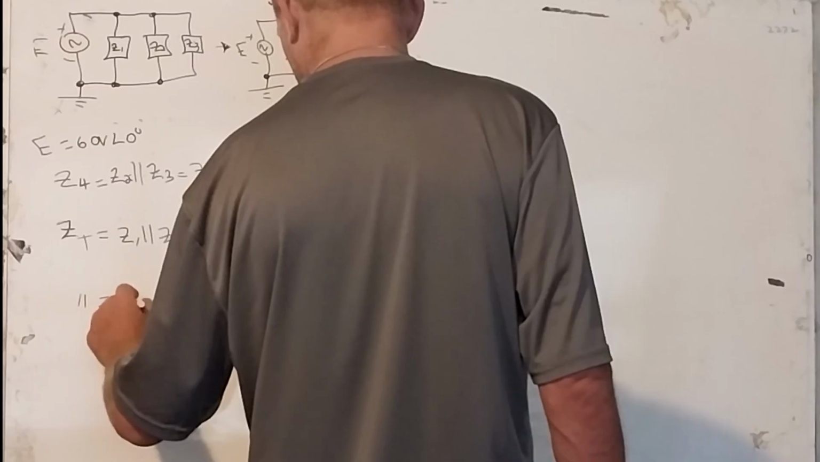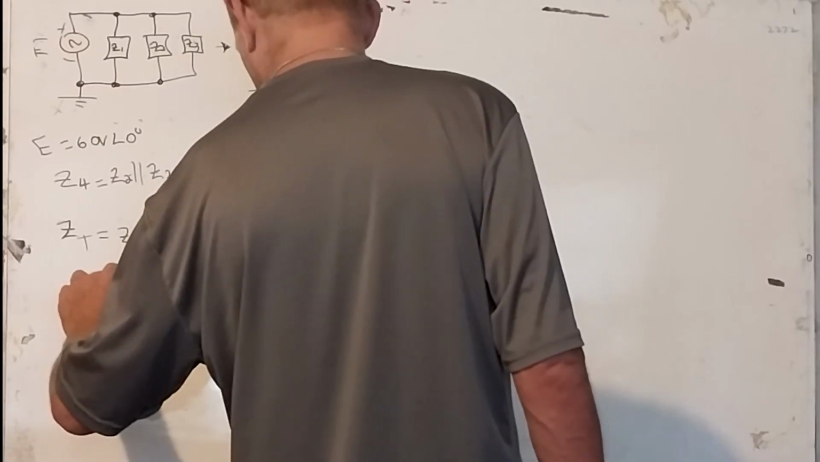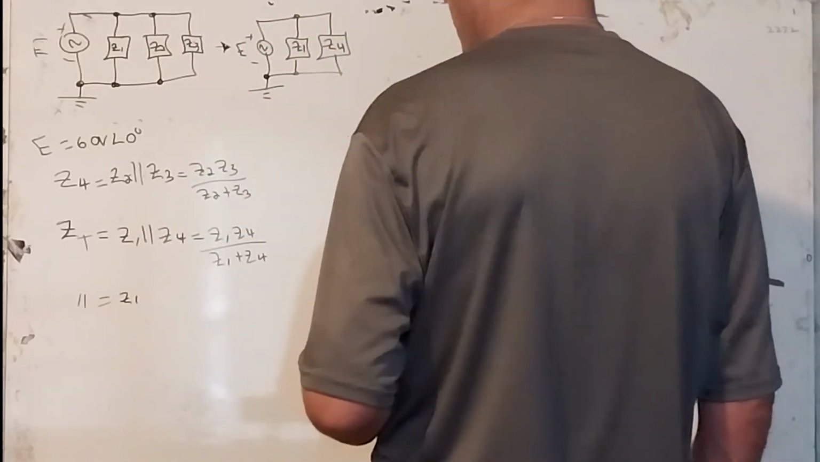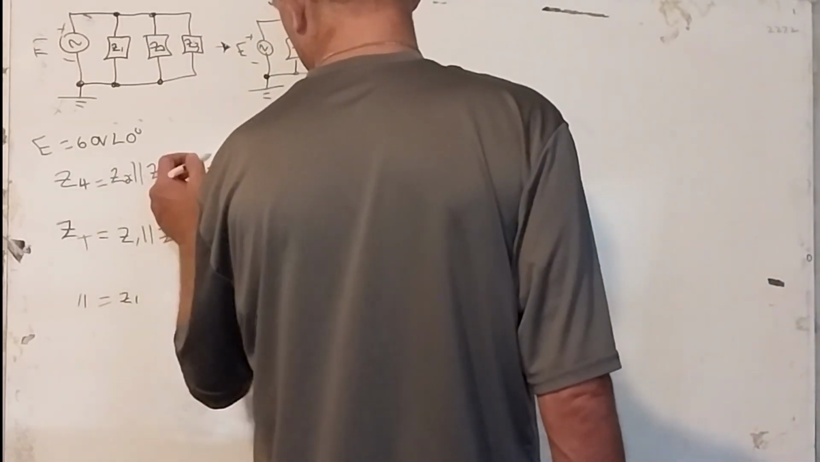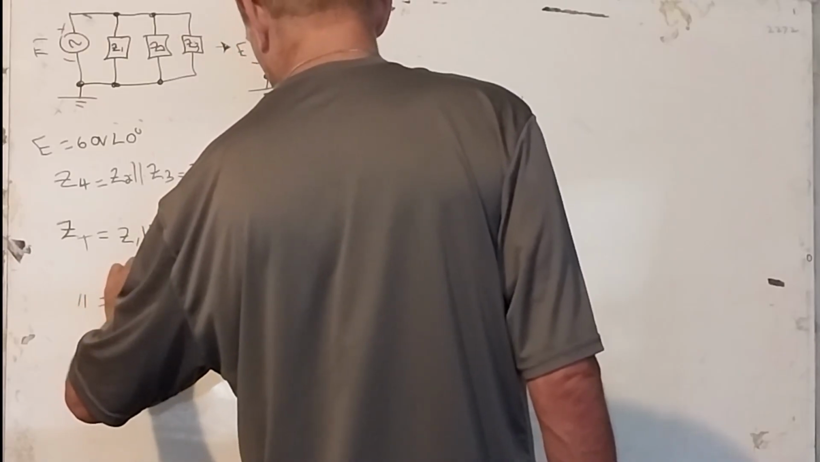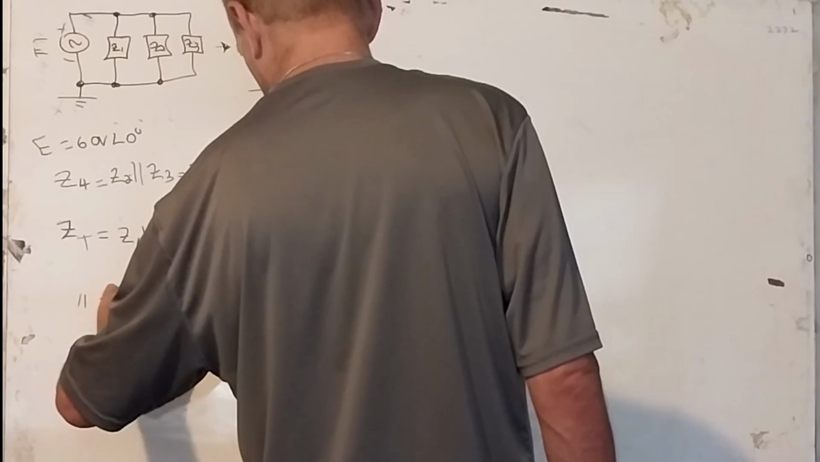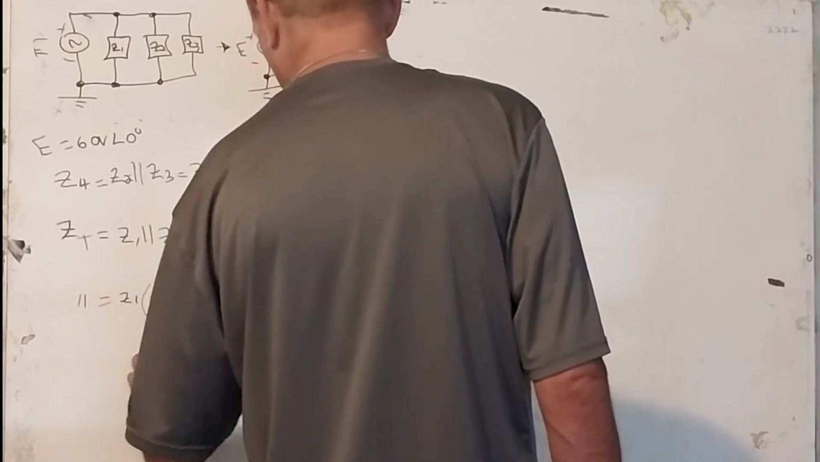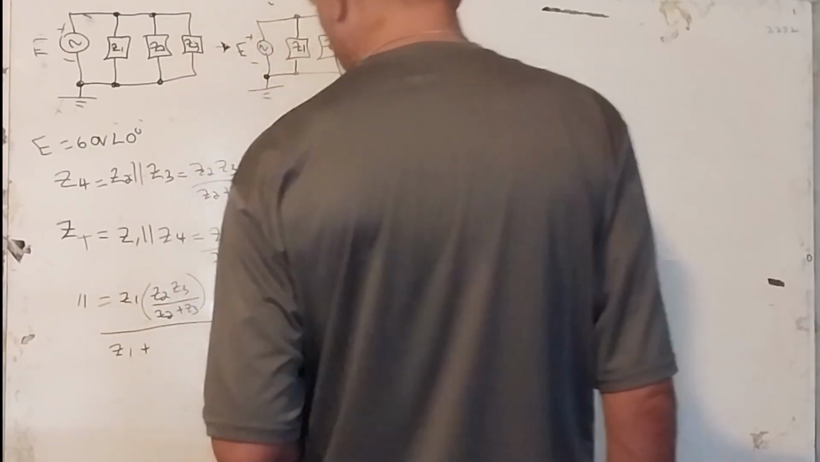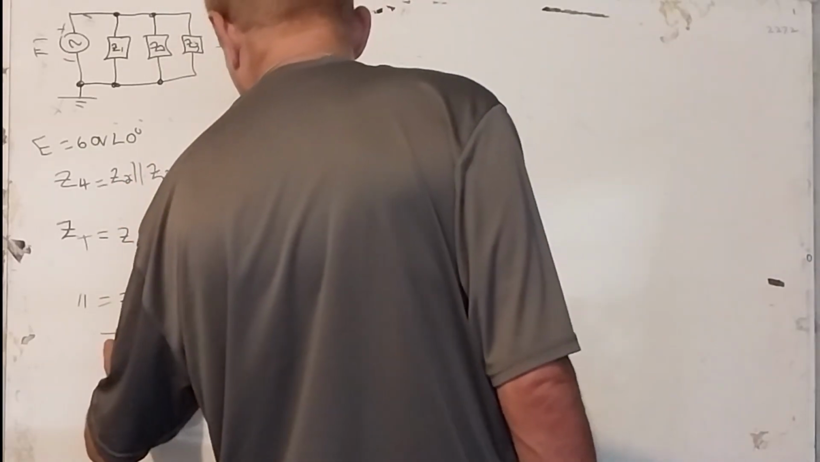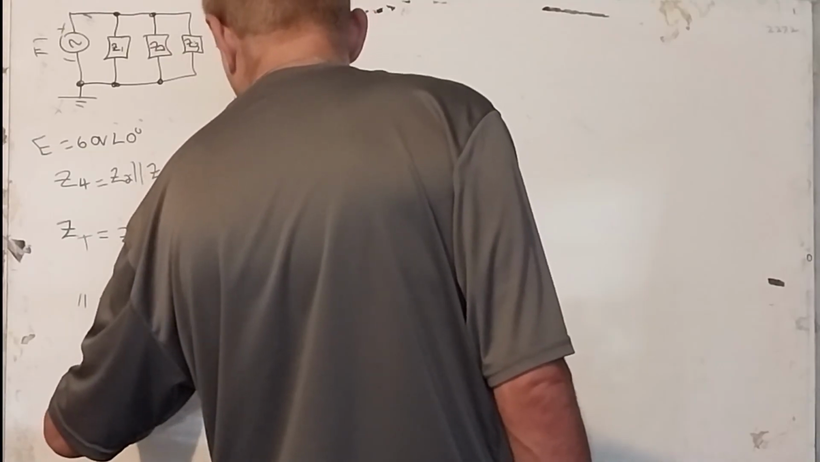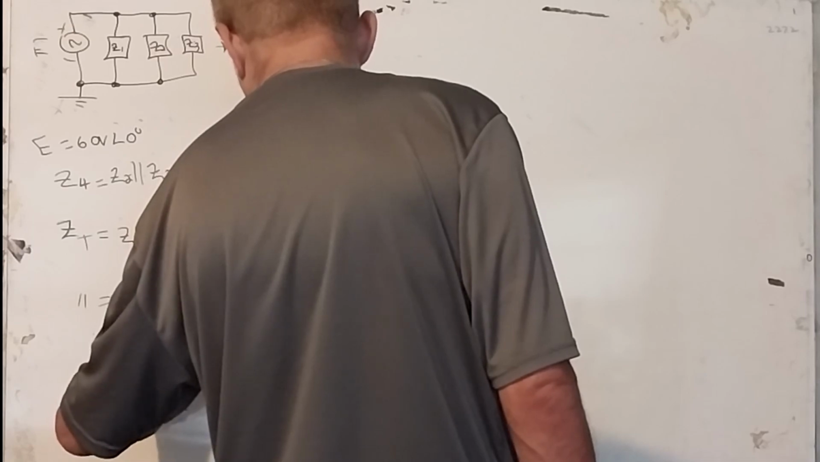This Z sub t is going to be equal to Z1, and that's going to be times Z4, and Z4 is this expression. So Z2, Z3 over Z2 plus Z3, and we're dividing that by Z1 plus Z4. But Z4 is this expression, so Z2, Z3 over Z2 plus Z3.